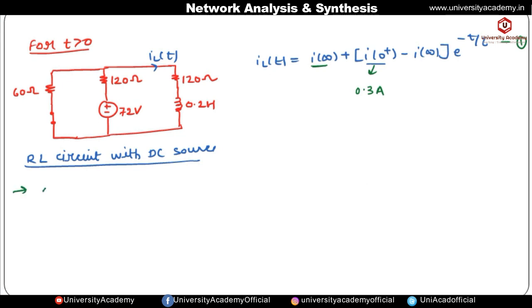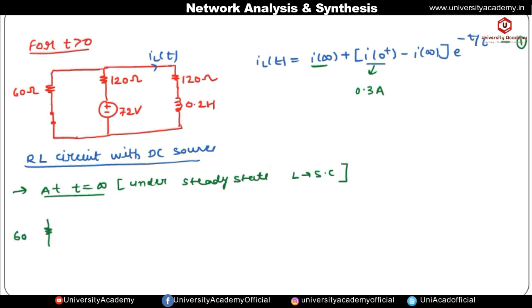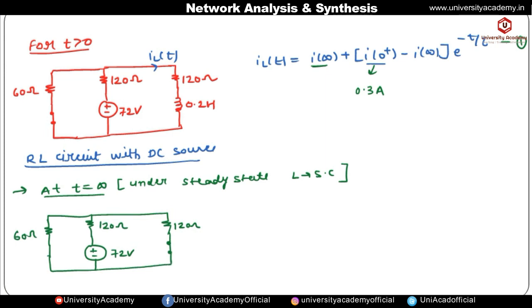For that, let us draw the circuit at t is equal to infinity. That is, t is equal to infinity, it means the circuit is under the steady state. If the circuit is under the steady state, then this inductor will become short circuit. So let us draw the circuit. This is 60 ohm, and it is connected in parallel with 120 ohm, and this is 72 volt voltage source. This is 72 volt and this is 120 ohm. Now under the steady state, this inductor will become short circuit.